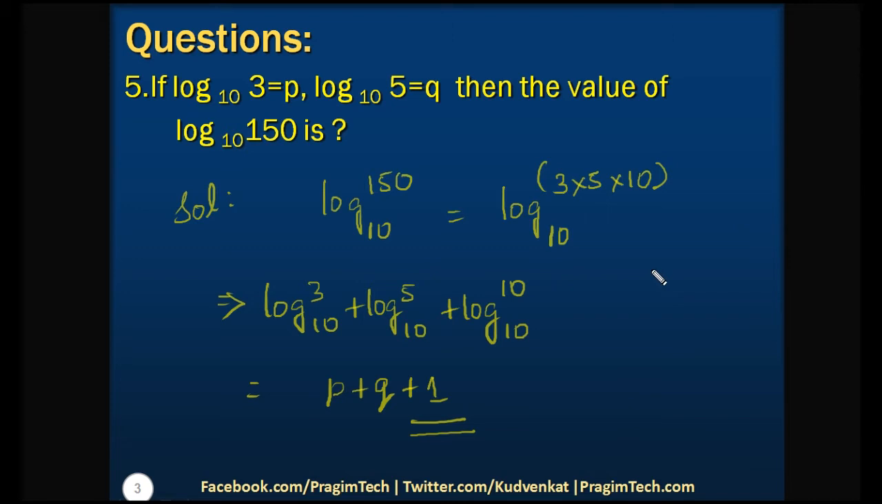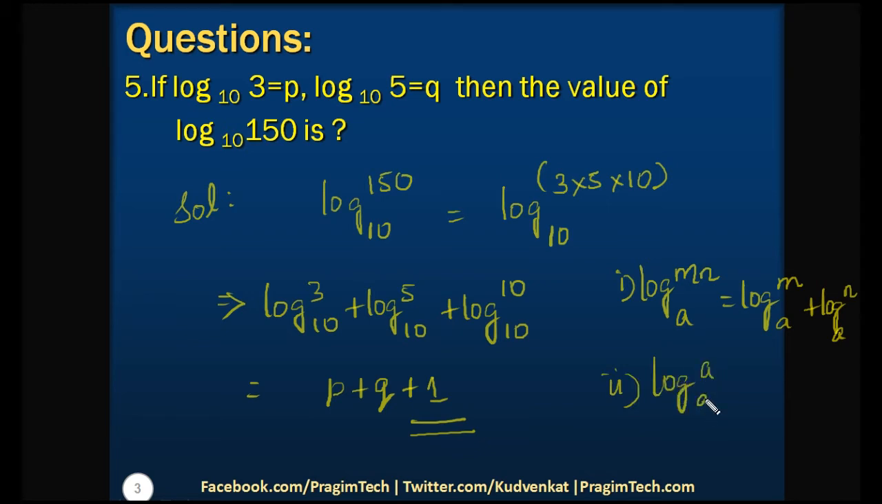Let us list out the properties which we have used over here. The first one is logarithm of mn to the base a is log m to the base a plus log n to the base a. And the second property is logarithm of a to the base a is equals to 1, right?